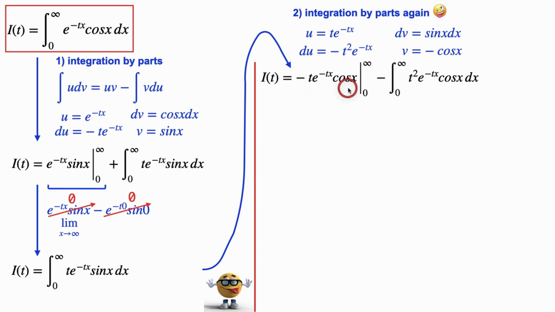Now to evaluate this term, it's not too bad. In the limit as x goes to infinity, this term goes to 0, right, because of the negative. Cos of 0 is 1, so this whole thing becomes positive 1 because these two negatives cancel.